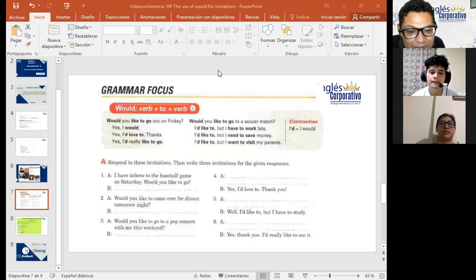I have tickets to the baseball game on Saturday. Would you like to go? ¿Qué responderían ustedes? Piensan que justamente sus amigos los han invitado. Your friends have invited you to go. Y le dicen, hey, I have tickets to the baseball game on Saturday. Would you like to go?